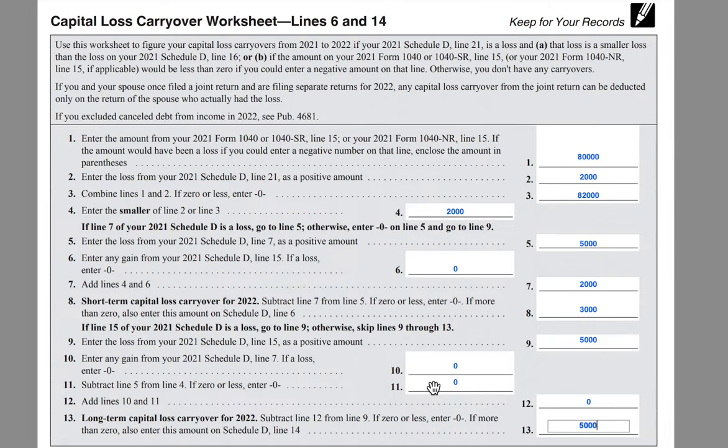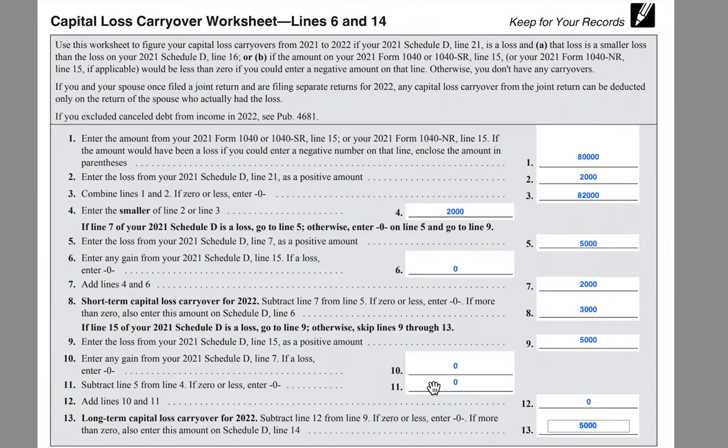So basically you're looking for the prior year information on Schedule D, and then you're using this carryover worksheet to calculate any short-term or long-term capital loss carryovers from the prior year that were not allowed to offset income. You're going to bring that here.